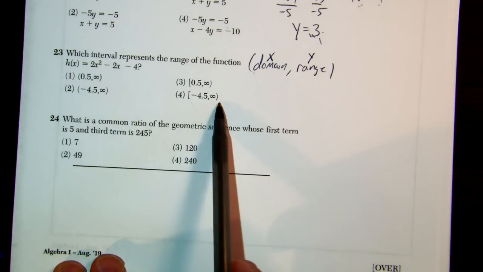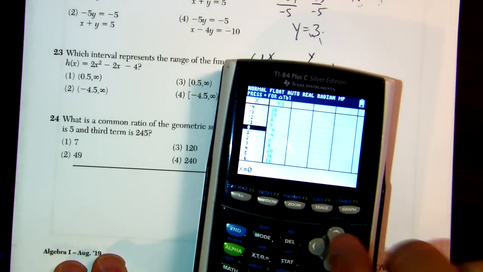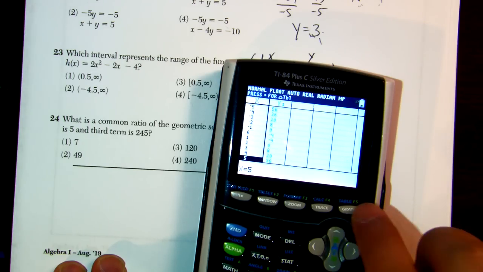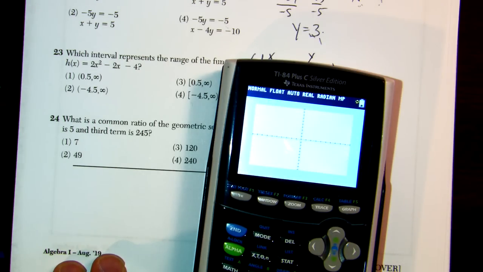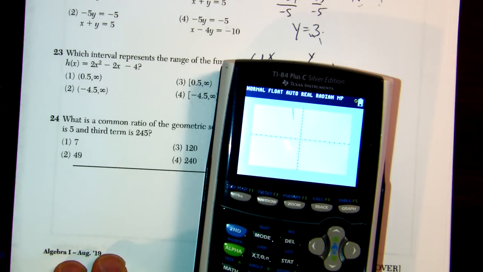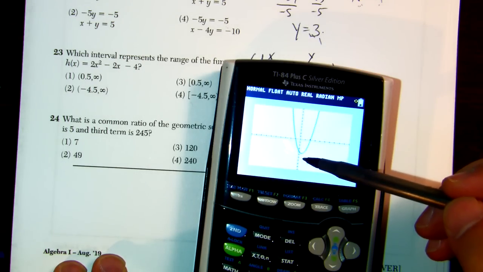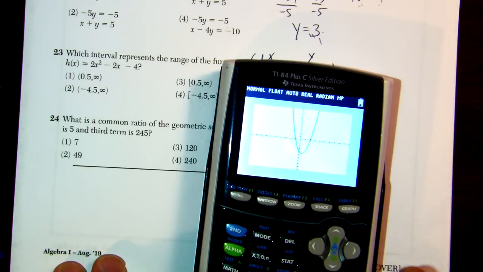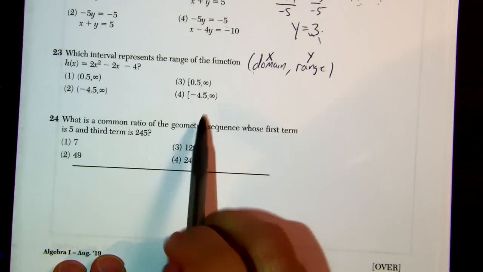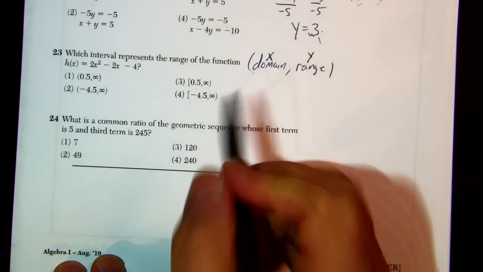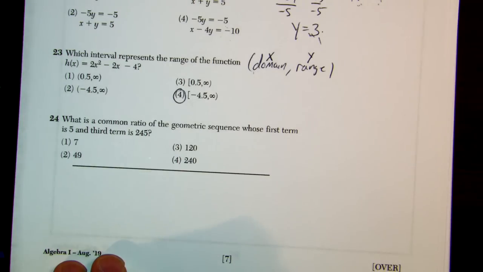to positive infinity. And you could prove it by, if you just scroll up, it keeps going up and up. And it doesn't matter if you go the other way. Okay, so when you look at the graph of this, the lowest point is at negative 4.5, and then it just swoops up to forever. And that's where the positive infinity comes in. So you're going to be at negative 4.5 to positive infinity. So that is choice 4.